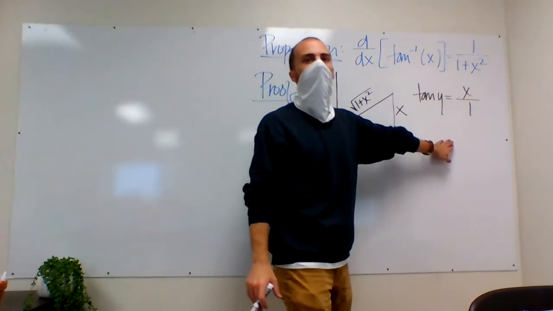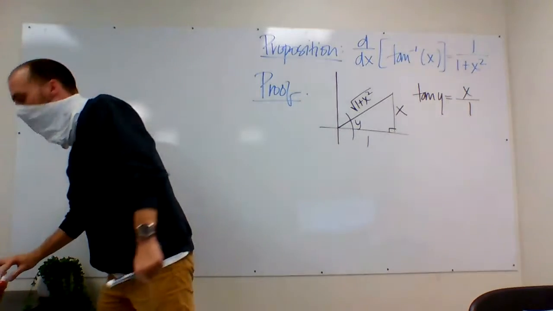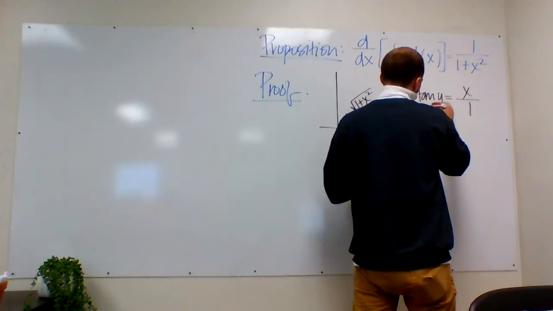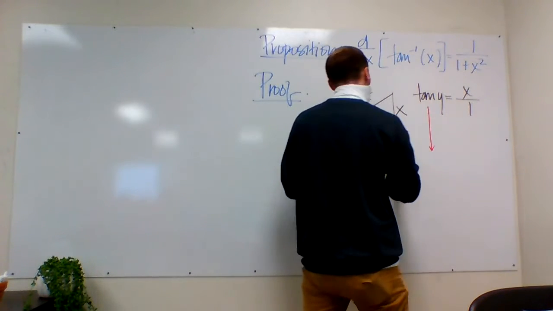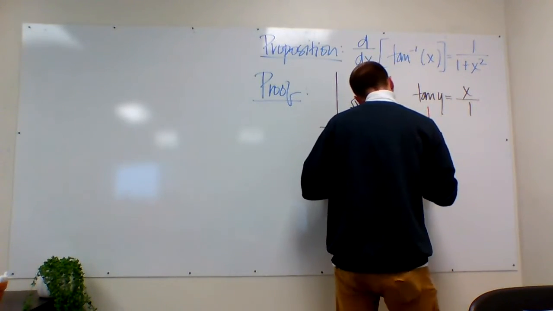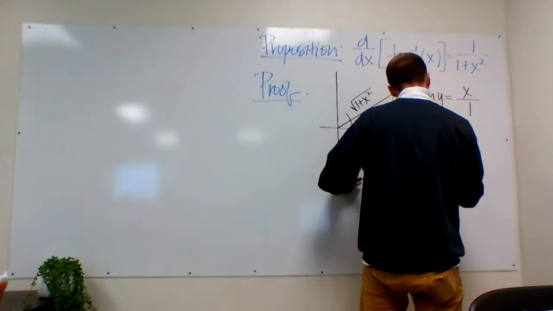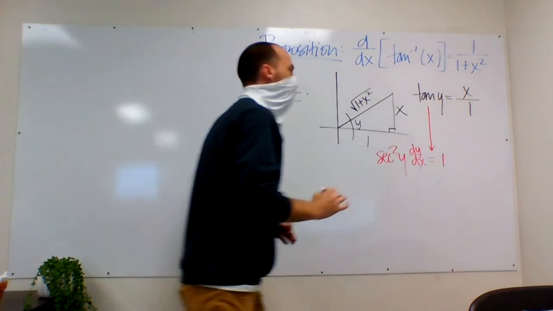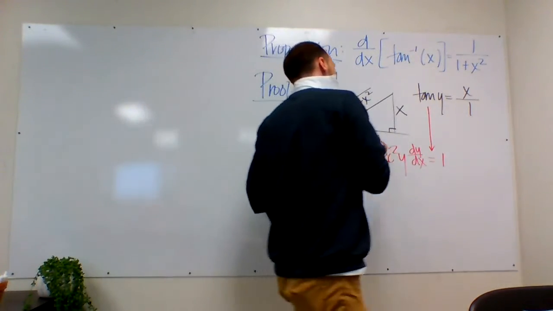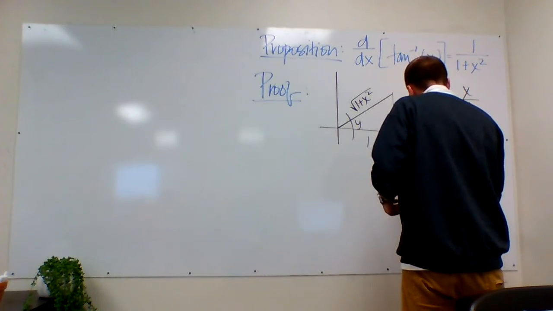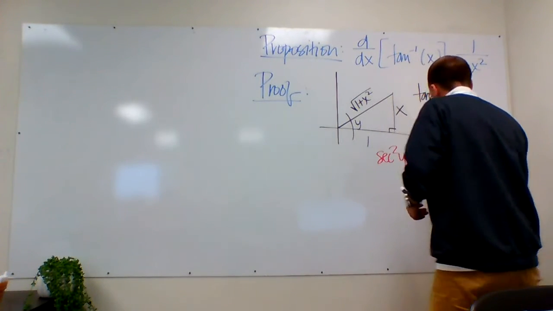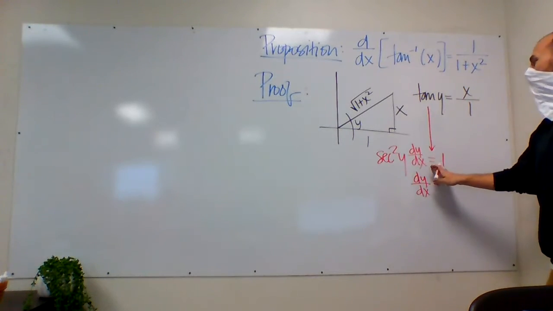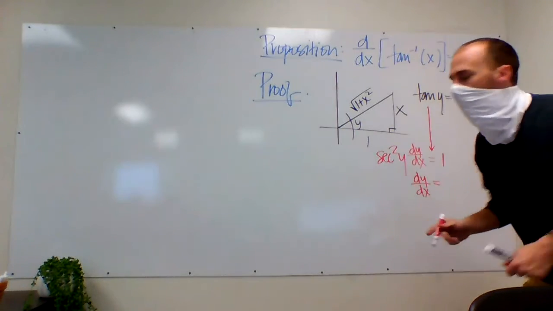And then I'm going to take the derivative implicitly, right? Because if two things are equal, then their derivatives with respect to x will also be equal. So derivative with respect to x of both sides: secant squared y dy dx is going to be equal to the derivative of x over 1, which is just 1. So I can divide both sides by secant squared y and say dy dx, which is the derivative of y equals arctangent x with respect to x, is going to be 1 over secant squared, or just cosine squared of y.